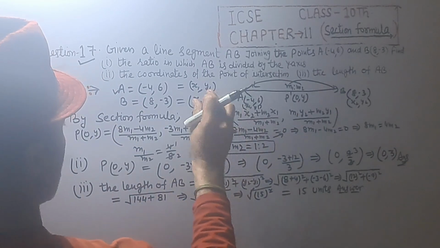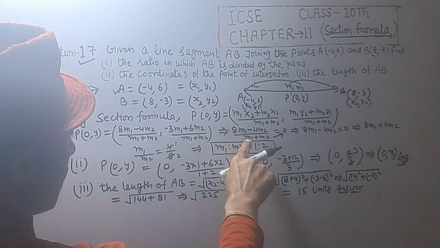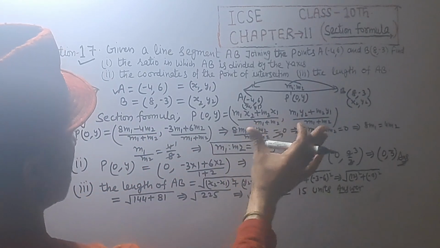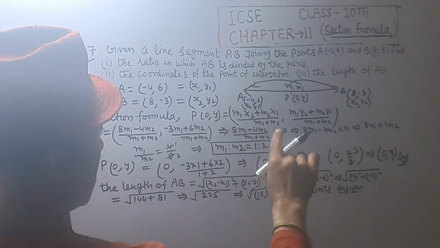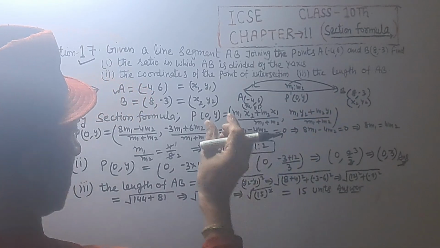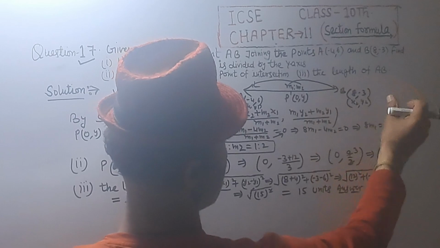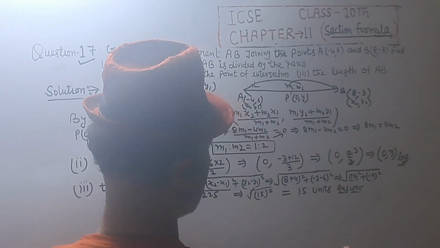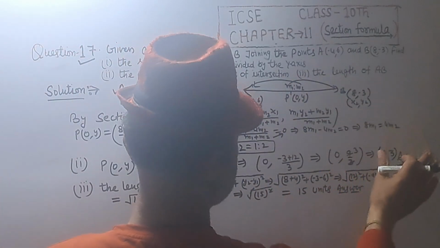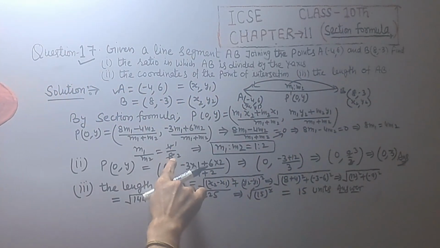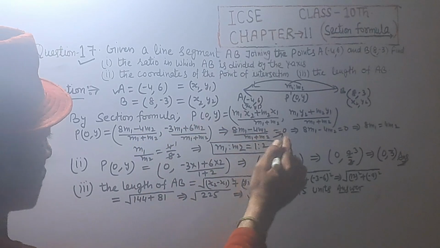Put the first point equal to 0, that is (8m1 - 4m2)/(m1 + m2) is equal to 0. (m1 + m2) multiplied by 0, then the right hand side is 0. 8m1 - 4m2 equal to 0. 4m2 is shifting to the right side, this will be positive, and m1 divided by m2 is equal to 4 divided by 8. 4 1s are 4, 4 2s are 8. m1:m2 is equal to 1:2.